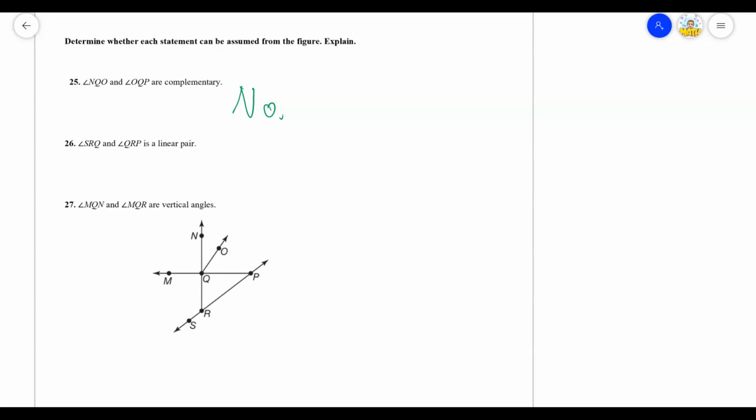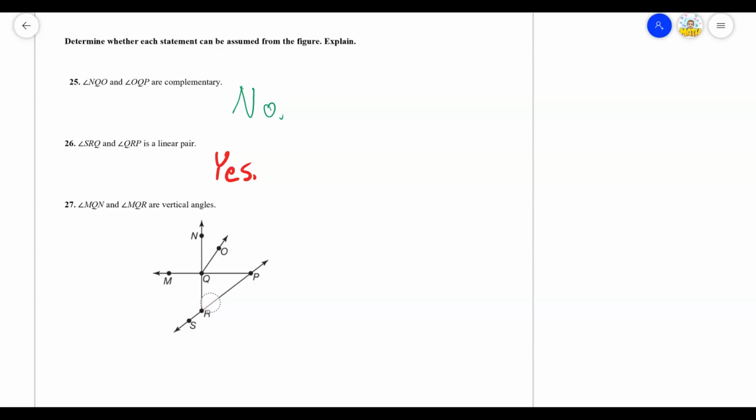SRQ, where's he? Right here? Here's SRQ. QRP. Is that a linear pair? We've looked at this several times in this review. Is that a linear pair? Yes or no? Do we have enough from the picture to say that that is or isn't a linear pair? So hopefully you said yes, for sure. That's a linear pair.